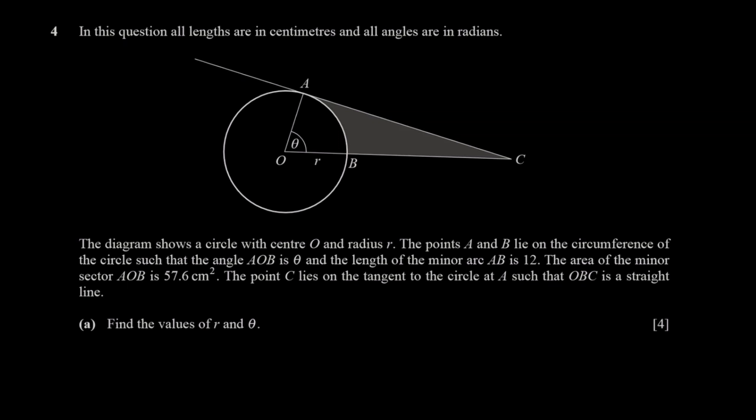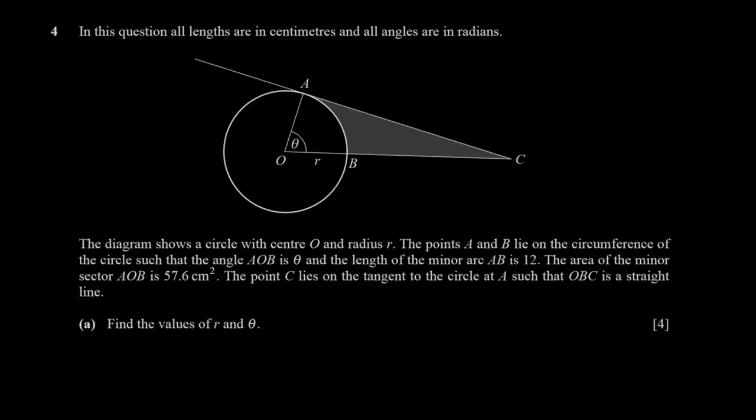Okay, then here we are in question 4, which is a circular measure style of question. The diagram shows a circle with center O with radius r. The points A and B lie on the circumference of the circle such that the angle AOB is theta there. And the length of the minor arc AB is 12. Now, the minor arc means that thing from there to there. The major arc AB would be that thing there. So minor means the smaller.